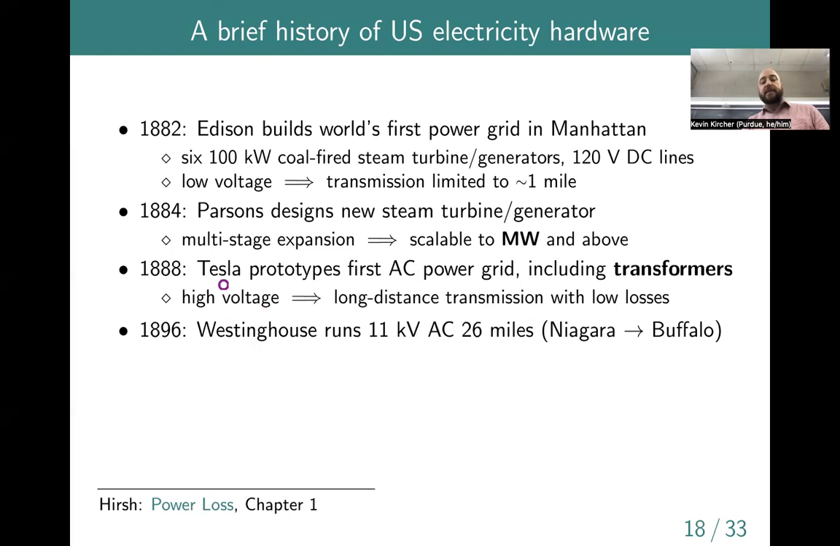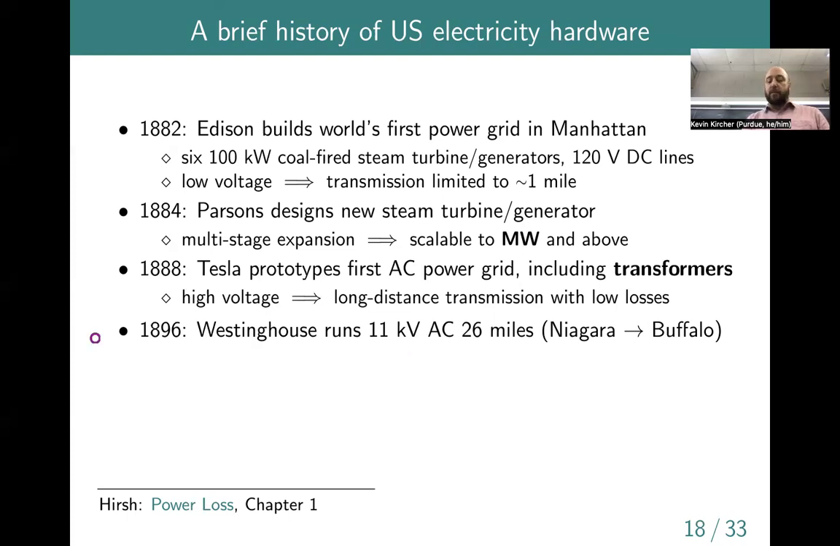And Tesla was the inventor. His business partner, Westinghouse, used this technology to run a line 26 miles. So again, 26 times longer than what Edison was capable of doing with the direct current system. This ran from a big power plant in Niagara Falls to Buffalo, New York. Okay, so now we have the key innovations. We have the ability to build really big centralized power plants, and we have the ability to transmit electricity at high voltages over long distances.